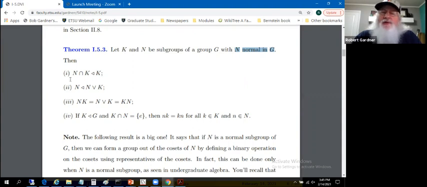Quick observation, N intersect K, that is a subgroup of K, it's a subset of K. Yeah, that'd be a subgroup. Remember, intersections of subgroups are subgroups, and K and N are subgroups of G. So N intersect K is a subgroup of G. The normality stuff is to be established.